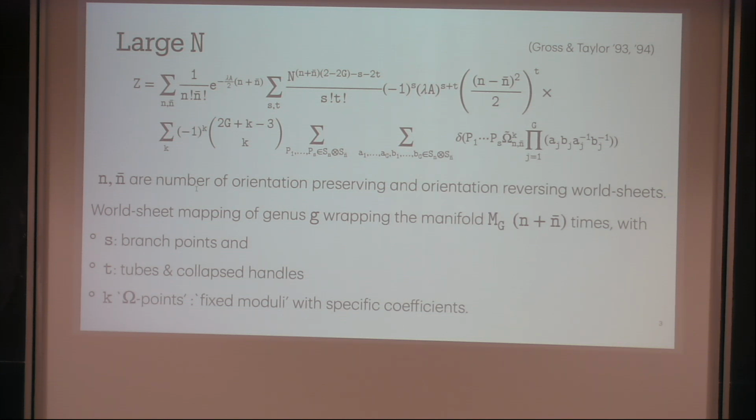N and n bar, in string theory, they interpreted as the number of oriented surfaces and the number of anti-oriented surfaces. And that means the world sheet is wrapping the target space n plus n bar times, with S number of branch points and T number of tubes. Tubes can have three types. You have the orientation preserving tube, which connects surfaces of the same orientation, the orientation reversing tube, which connects opposite orientations, and the collapsed handle, which connects the same surface. You also have various other fixed moduli. It's a very special kind of moduli, which are called omega points, and this doesn't give you an area contribution.